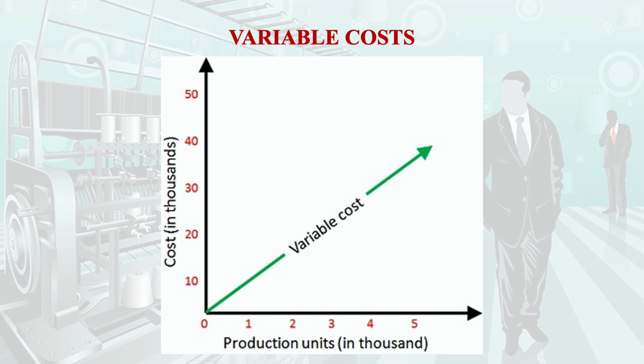On the x-axis, you have production units in 1000, and on the y-axis, you have cost in 1000 rupees, and you see a green line of variable cost that is making a slope with the x-axis and y-axis. That means if you are increasing the production, your variable cost will increase.